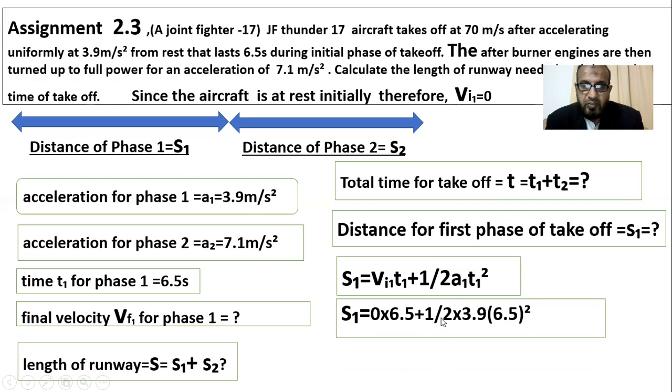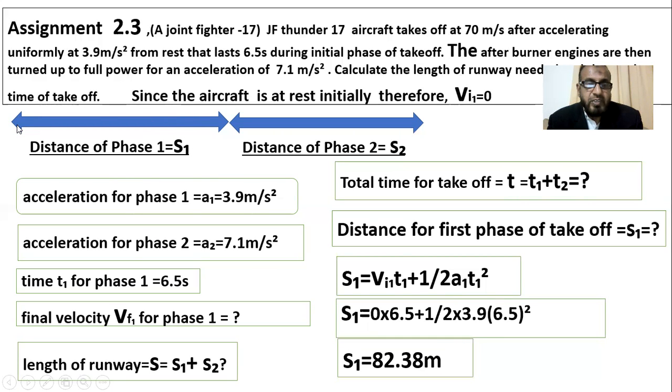The simplification of this equation will give us the result, that is S1, 82.38 meters. This is the distance which will be covered by the aircraft during the first phase of motion. So now we will find the velocity as well for the first phase.